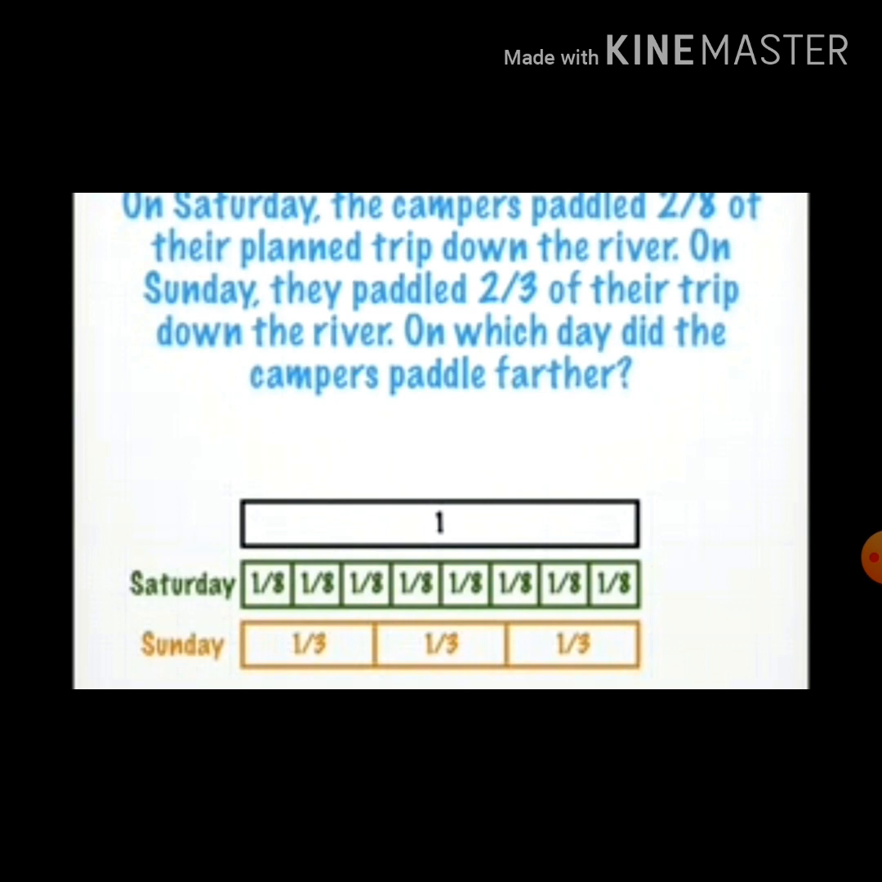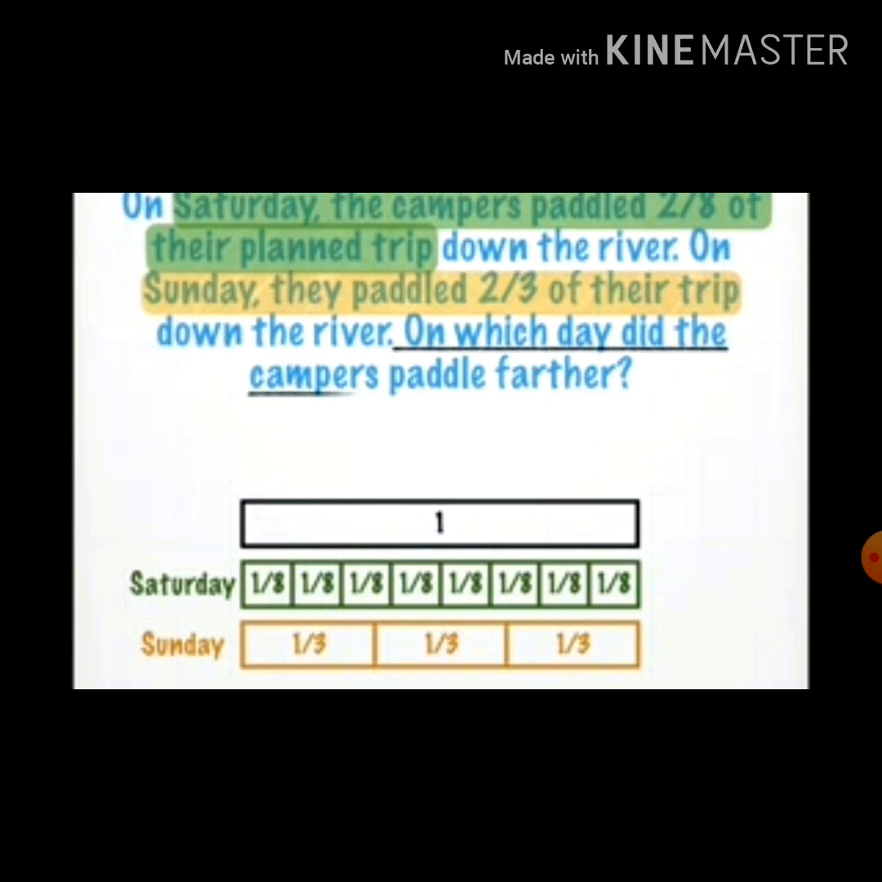Let's go through this word problem. On Saturday, the campers paddled 2/8 of their planned trip down the river. On Sunday, they paddled 2/3 of their trip down the river. On which day did the campers paddle farther? Let's highlight the important things in the problem. So we have 2 days, Saturday and Sunday. On Saturday, they paddled 2/8, on Sunday 2/3. On which day did the campers paddle farther?